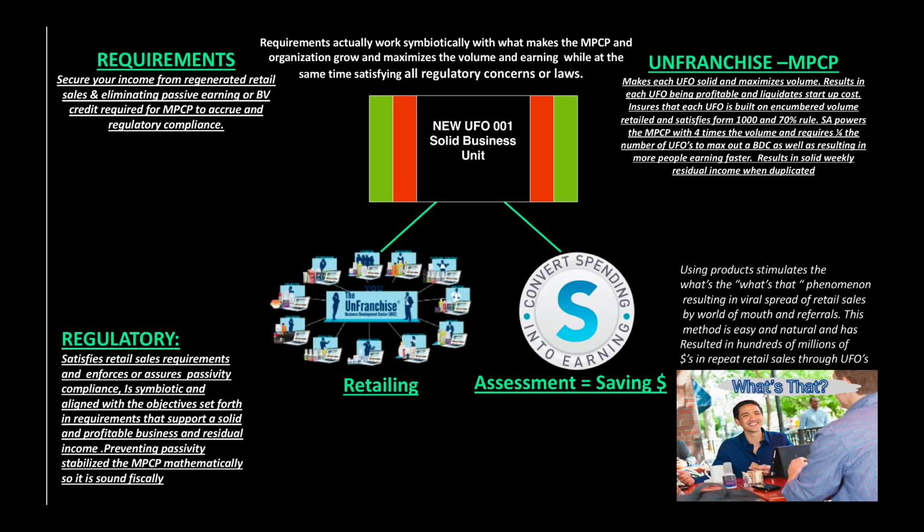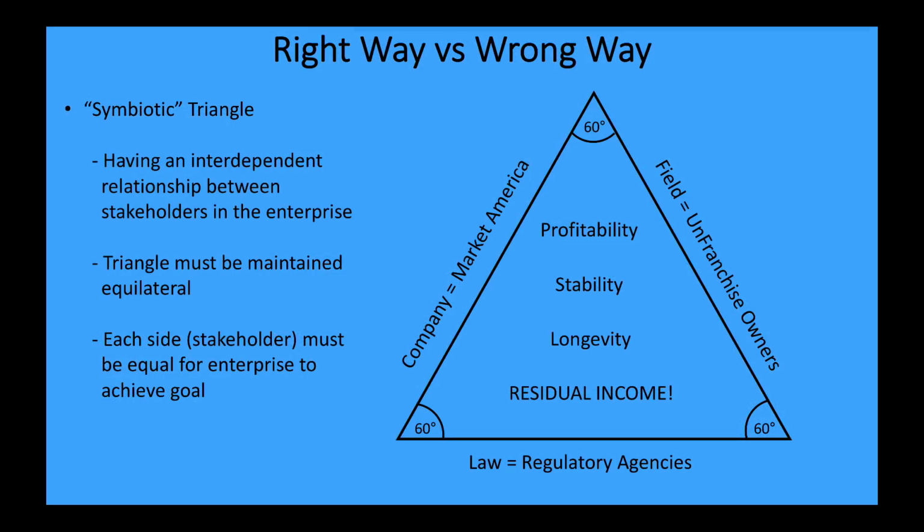And for the unfranchised MPCP, the way these requirements work together in the proper methodologies and retail sales building from the bottom up make the unfranchised MPCP max out and pay the fastest and most money consistently over a period of time. So it's interesting that it truly is a triangle. The company, Market America, the field and unfranchised owners, and the law or regulatory agencies all work symbiotically. In other words, one enhances or helps the other for profitability, stability, longevity, and residual income. And that's how we build the business.